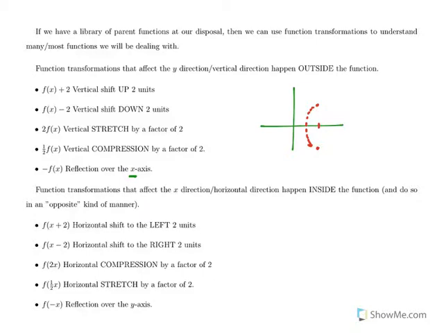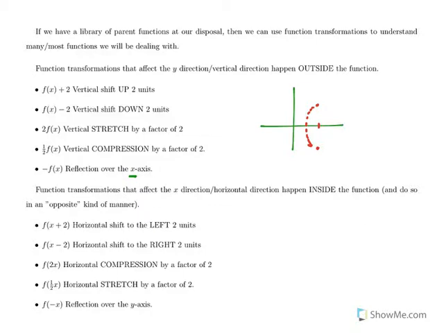Great. Just like that, if we do stuff to the inside of the function, we're affecting the x value. And this is the one that's a little bit tricky because it seems like everything that happens is the opposite of what we might want it to be. So for instance, if I have f of x plus 2 inside the parentheses, that's going to be a horizontal shift to the left 2 units. When you add 2, you go to the left when you're on the inside. And if you subtract 2, you go to the right. So that seems kind of backwards from what we're used to with the ones on the outside of the function.